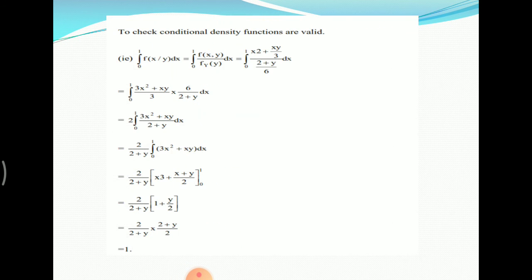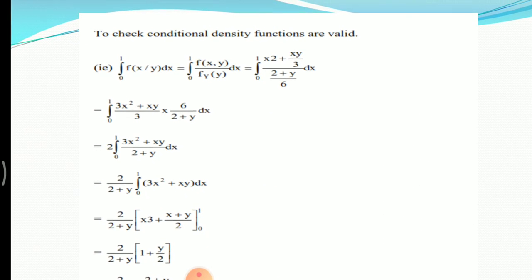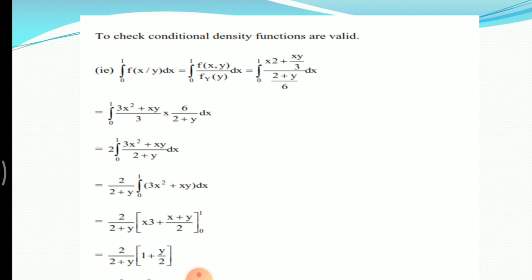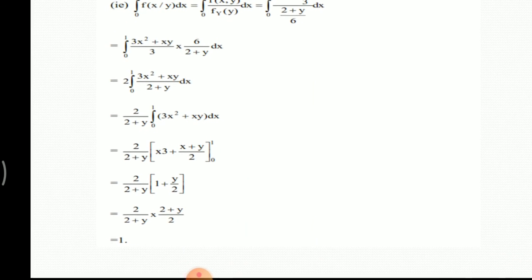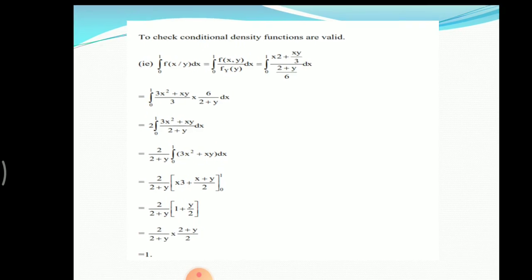To check the last step, whether the conditional density functions are valid or invalid. The integral from 0 to 1 of f of x given y dx, with the conditional density function formula f of x comma y divided by f_Y(y). Substituting the given function and the marginal function we already found, and integrating with respect to x only, we finally get the answer equal to 1. So the total probability is 1, which means this is valid.